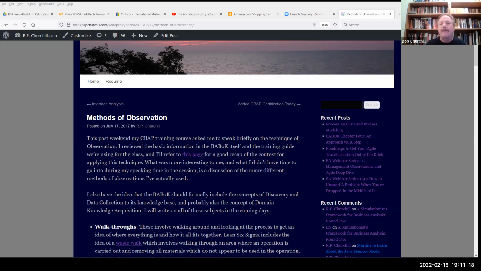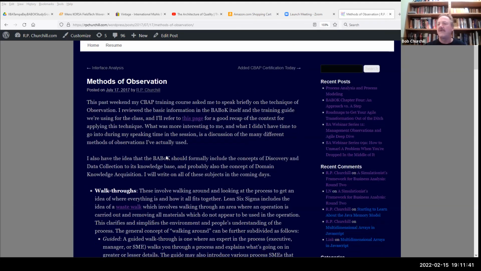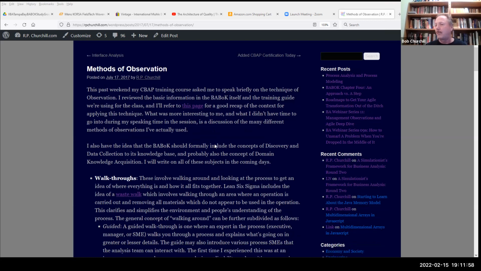Once you already have a process, testing and then observing the results is also a form of observation. So those are the contexts for it. There are a number of methods you can use for it. This article was from July 17th of 2017. It's on my blog. You can search for observation, and this is one of the articles you'll come up with.